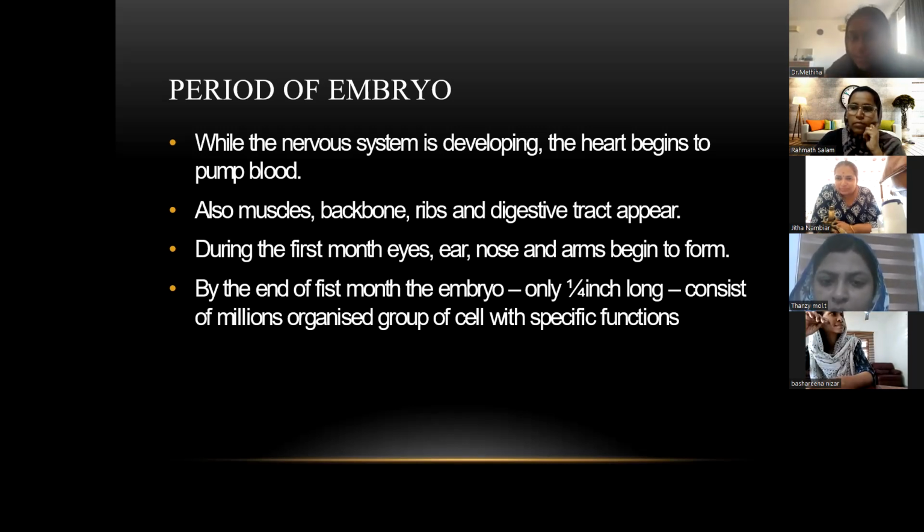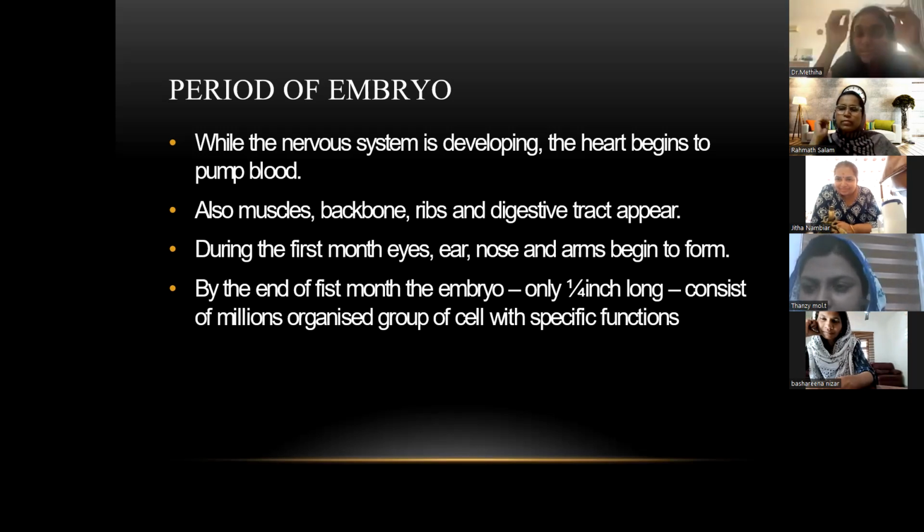And by the first month, the embryo, you can just imagine, is just a quarter inch long. That means it's tiny, yet consists of millions of organized groups of cells with special function. These structures are developing in that quarter inch long organism.